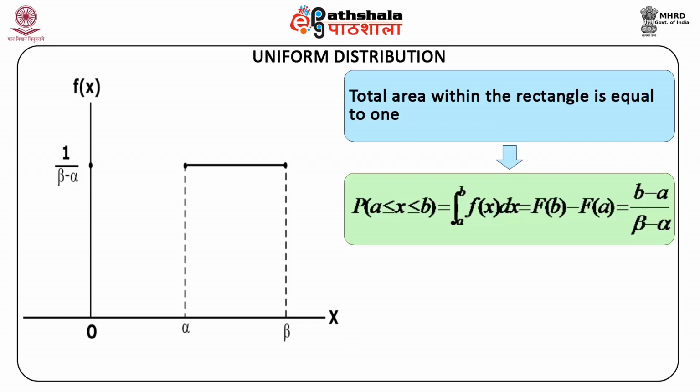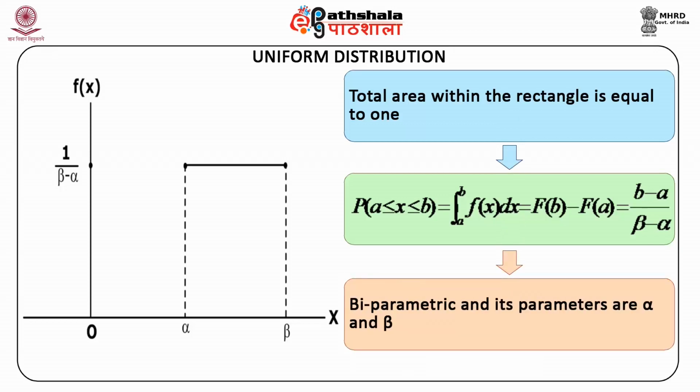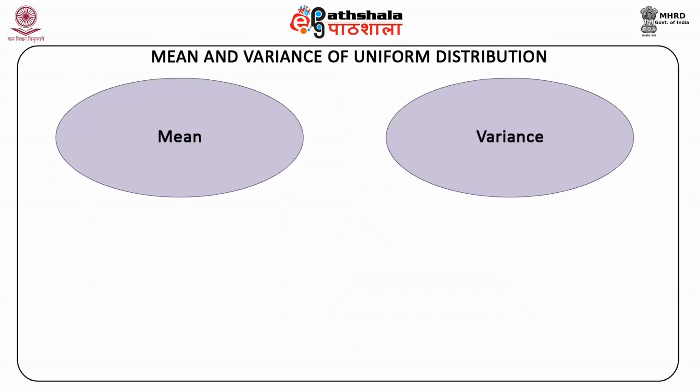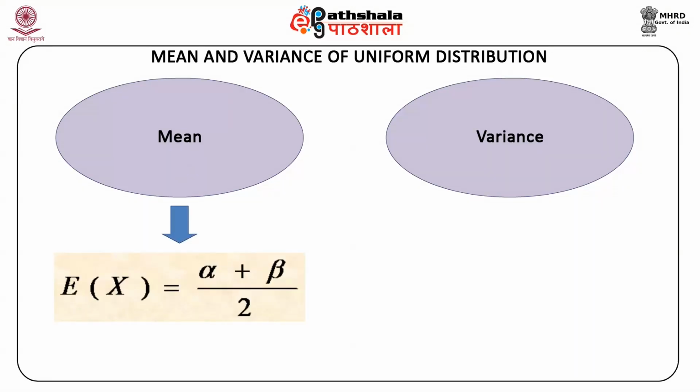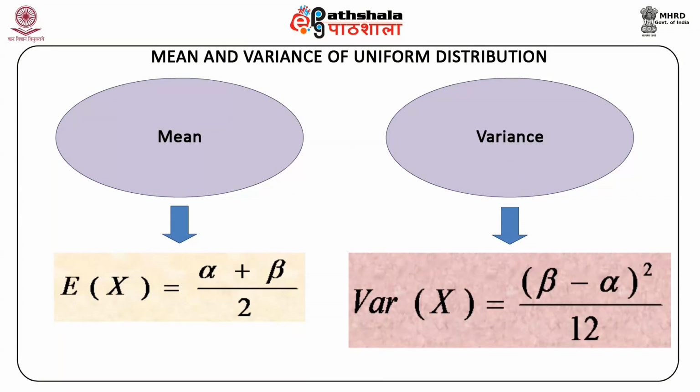The uniform distribution is biparametric and its parameters are alpha and beta. The mean and variance of uniform distribution are as shown. E(x) is equal to (alpha plus beta) upon 2. Variance of x is equal to (beta minus alpha) whole square upon 12.